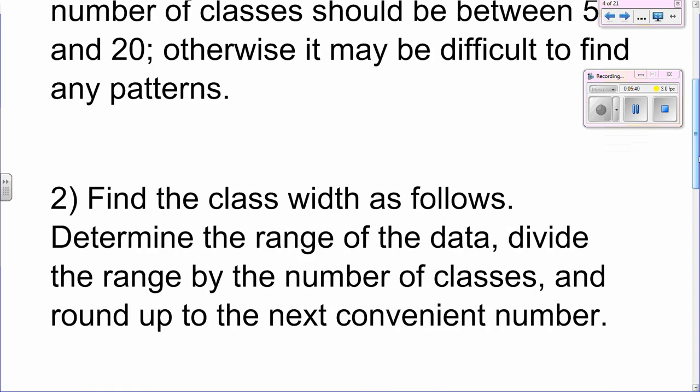Step 2, find the class width as follows. So here's how you can't just randomly assign a class width. So first you're going to decide how many classes there are going to be. Then you determine the range of the data, divide the range by the number of classes, and then round up to the next convenient number.